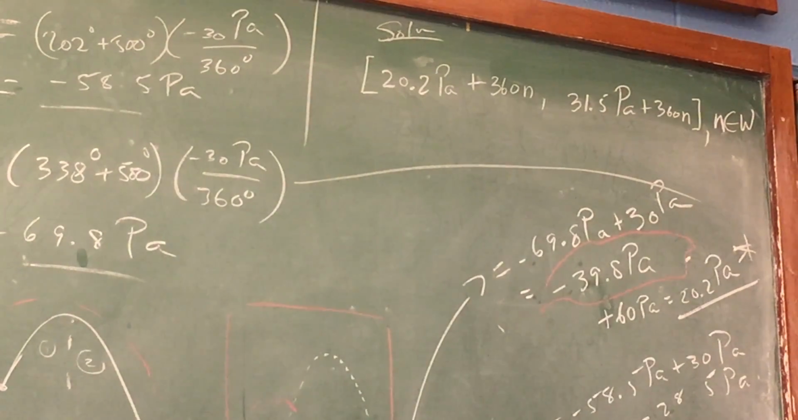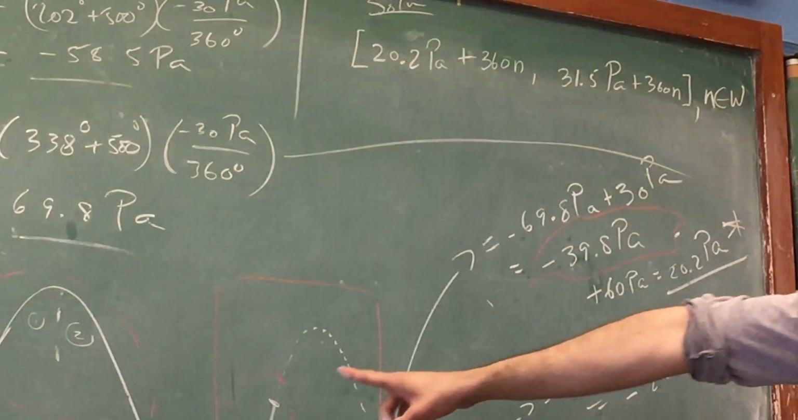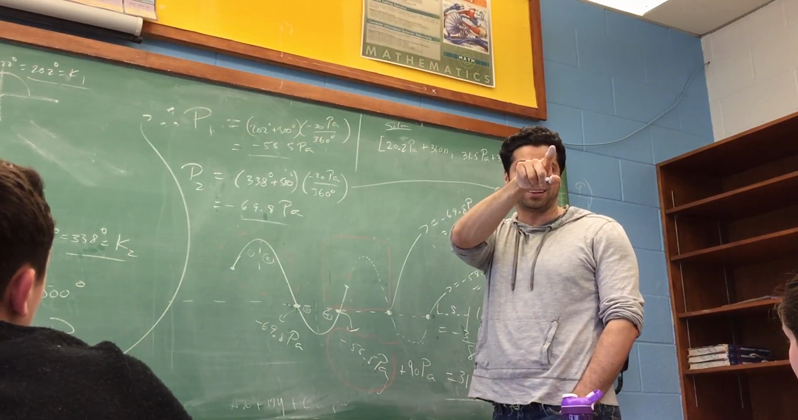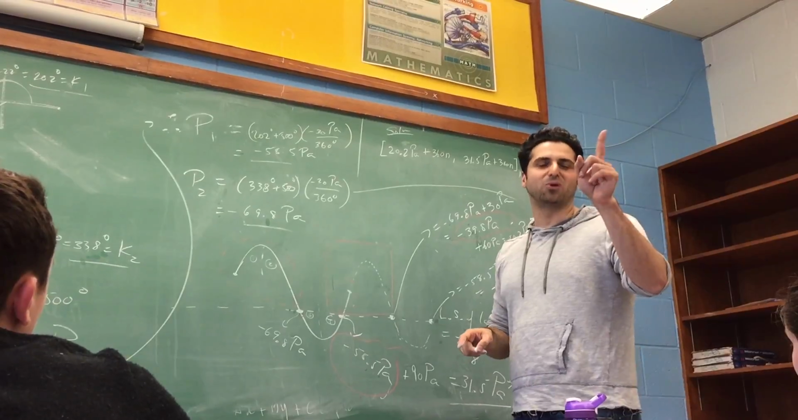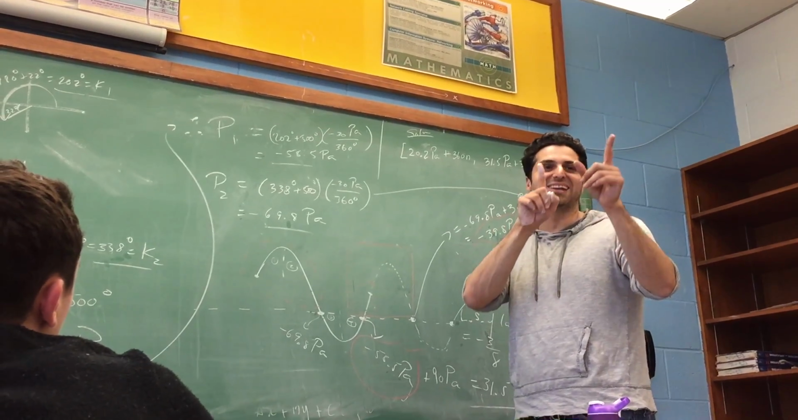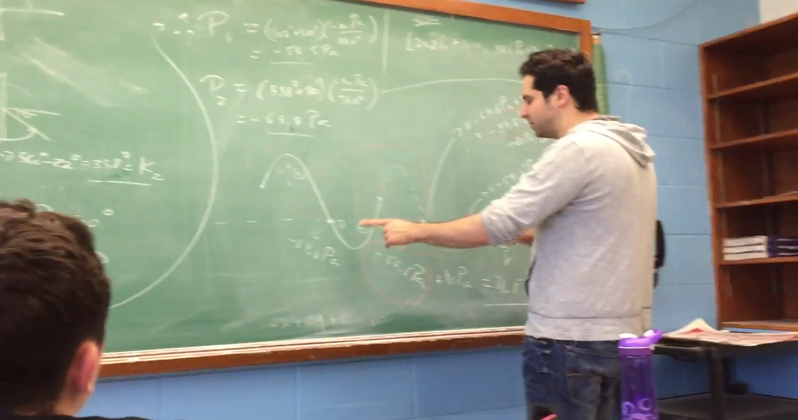Well, let me see. So, where did we start? I was here, right? Oh, yeah. No, I was right. I was right the way I did it. I'm supposed to add. I was supposed to add 60. I was supposed to add 90 to one and 60 to the other because... Oh my god.